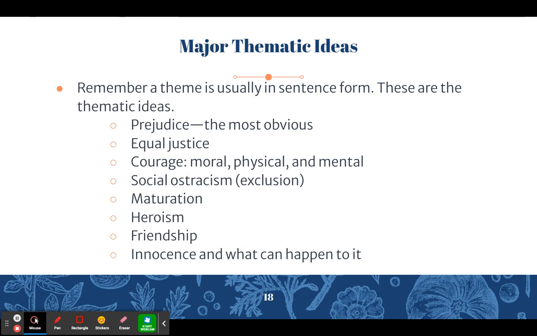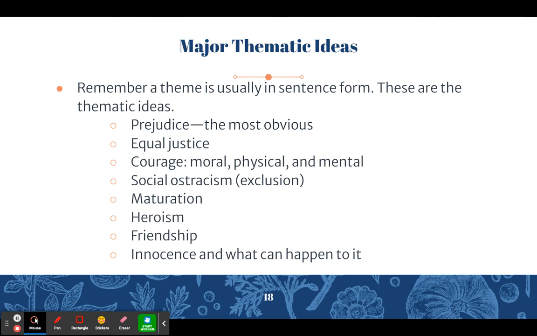Equal justice, courage. Courage is another really big one. Moral courage, physical courage, mental courage. Social ostracism, which means like exclusion, sort of like treating someone as the other, and not including them. Maturation, like we talked about, this is a Bildungsroman, so it is a story about growing up. Heroism, I mentioned that before as well. The characters who actively work against prejudice and against racism are the heroic characters in the novel. Friendship, and then innocence and what can happen to it. So kind of like maintaining innocence versus the loss of innocence as you grow up and mature.